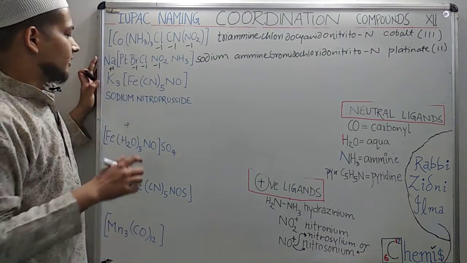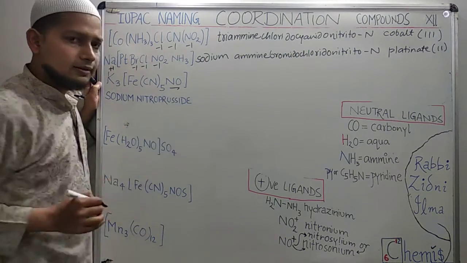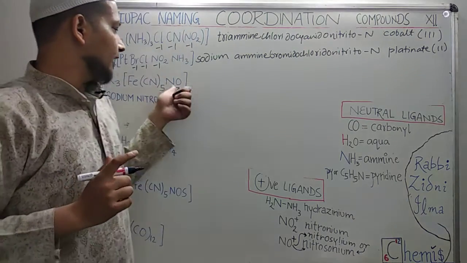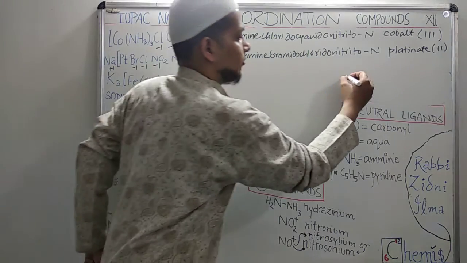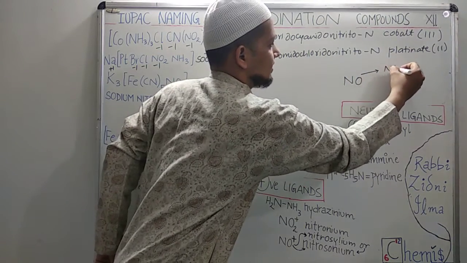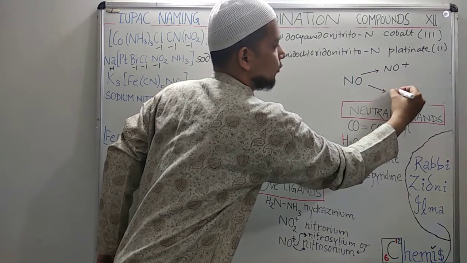Moving to the next part, we have this NO. The cases of NO are super unique and super rare. Now, why is NO so unique? NO is a different type of ligand. It is an all-rounder. NO shows NO plus and NO neutral.